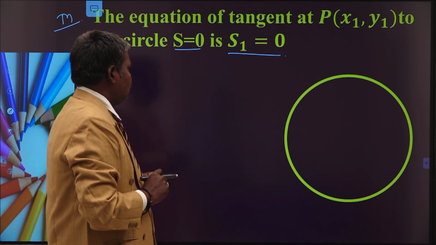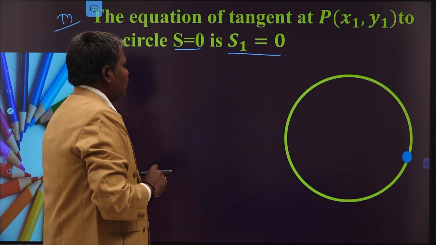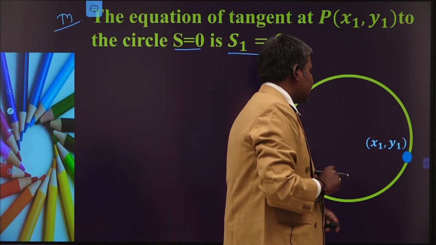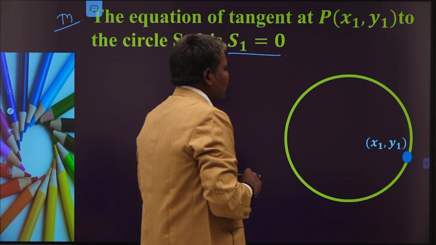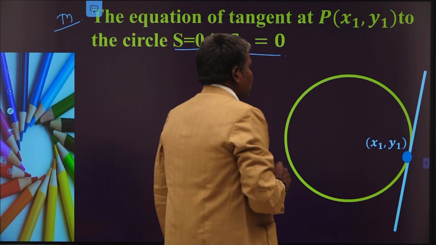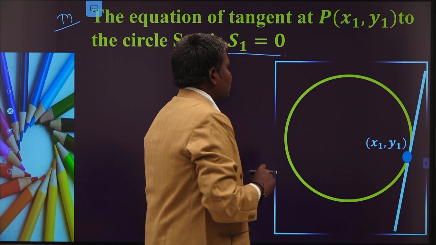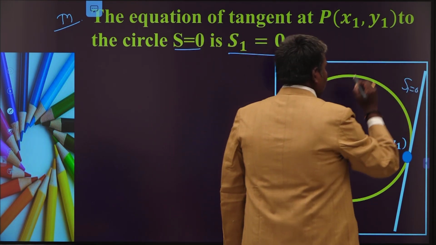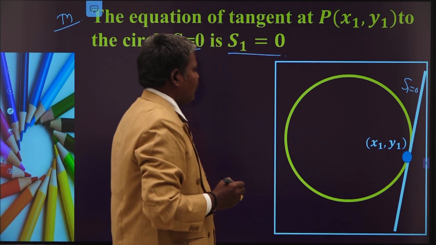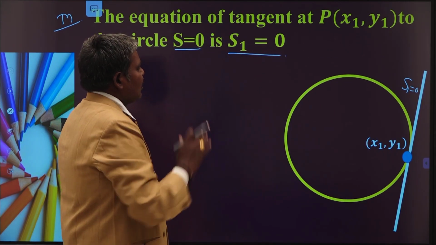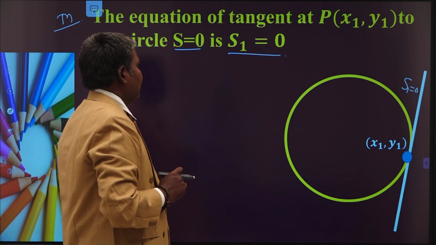This is the circle. This is the point. x1, y1 are the coordinates of this point. We have to find the equation of tangent at that point to the circle. You are going to show that its equation is S1 = 0. This is the corresponding diagram to this theorem.